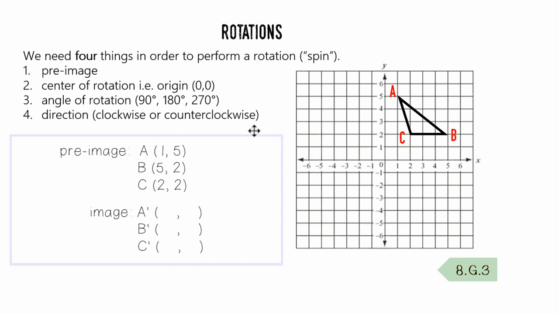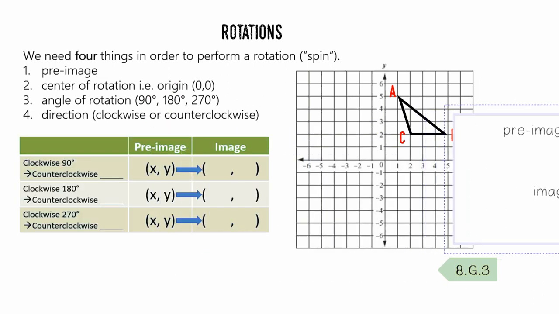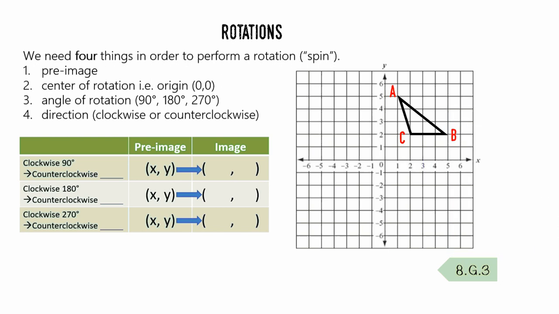So if I move this out of the way, you're going to see that we have some rules that we are going to be filling in. And we just discovered one of them. We discovered that if we rotate 180 degrees clockwise, which is also 180 degrees counterclockwise, our x becomes the opposite of whatever it was, and our y becomes the opposite of whatever it was. We are going to do the same thing for 90 degrees and 270 degrees.